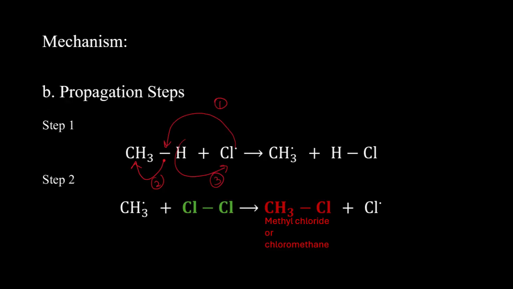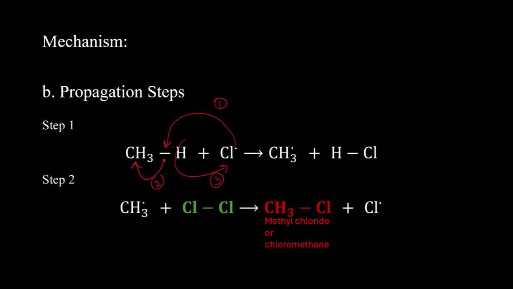Next is propagation. This is where the actual substitution happens. It occurs in 2 steps. Step 1. A chlorine radical collides with methane. It pulls off a hydrogen atom, forming HCl and leaving behind a methyl radical, CH3, with an unpaired electron.